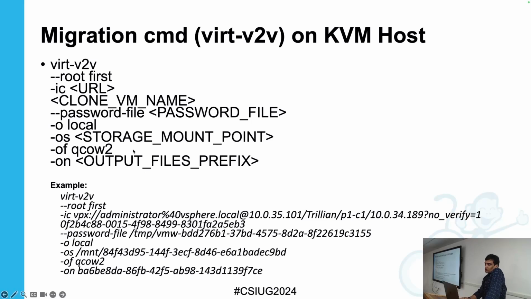and the output will be QCOW2, and the output file prefix is the file name with which the disks are created. So this is the example you can see here. It has the vSphere, VMware vCenter credentials, the password file, the mount point of the storage, and the output file prefix which is mentioned there in the command.